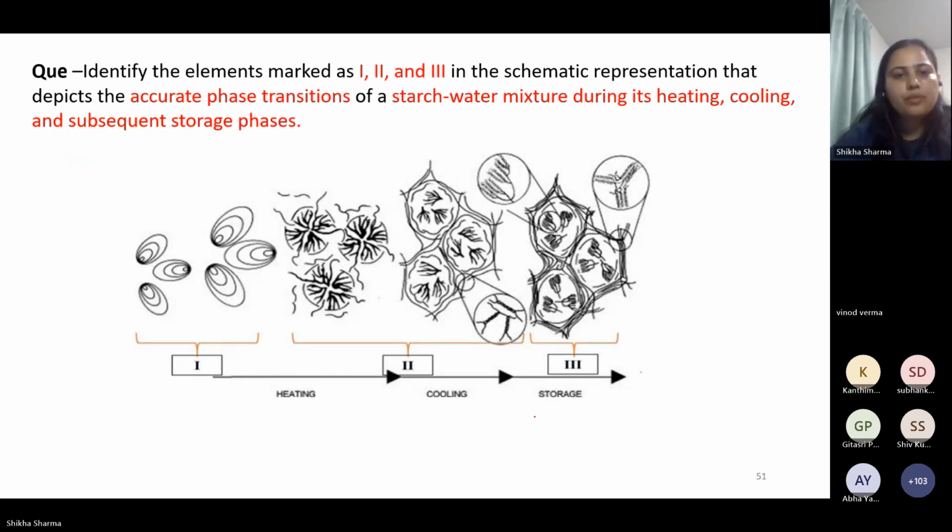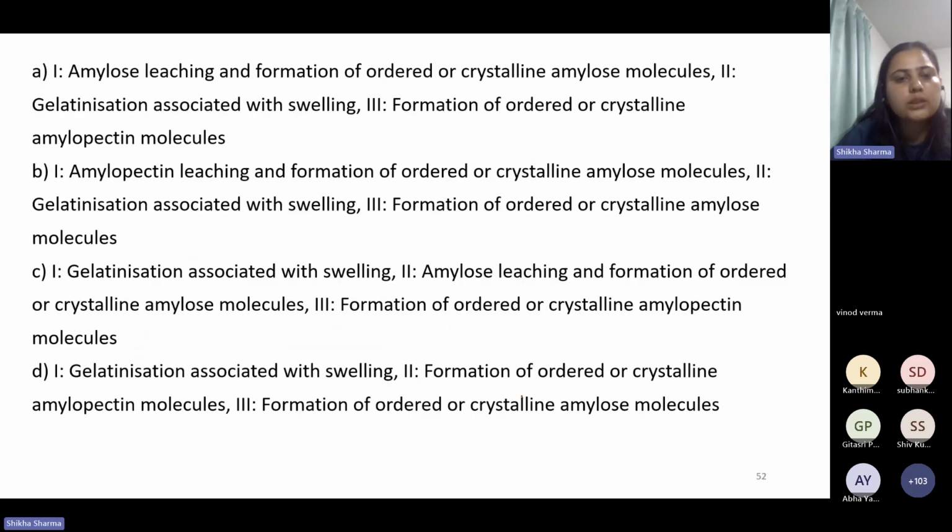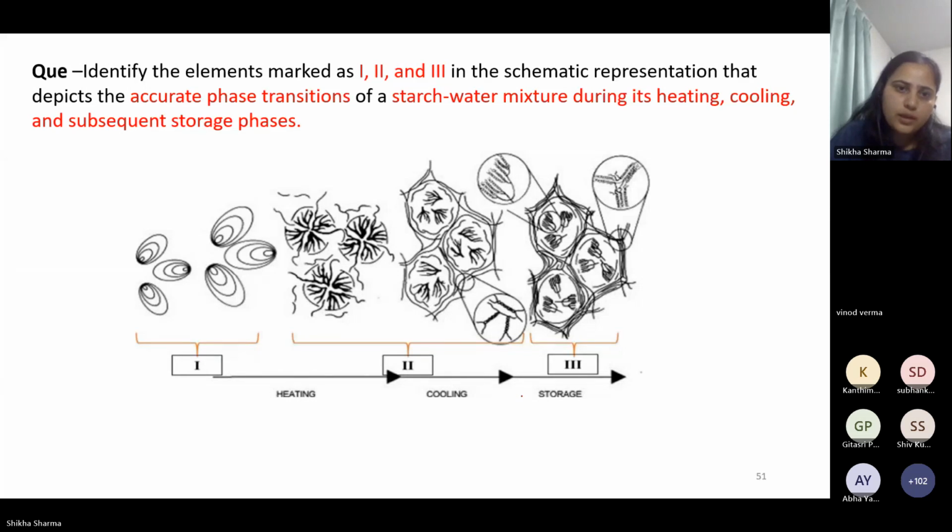Next question is, we have 1, 2, 3 phases of the starch water mixture when we heat, cool, and put it for storage. So which stage is defining what? Which is defining gelation associated with swelling, formation of ordered or crystalline amylopectin molecules, or the formation of ordered or crystalline amylose molecules? Anyone? These are the different phases that occur.